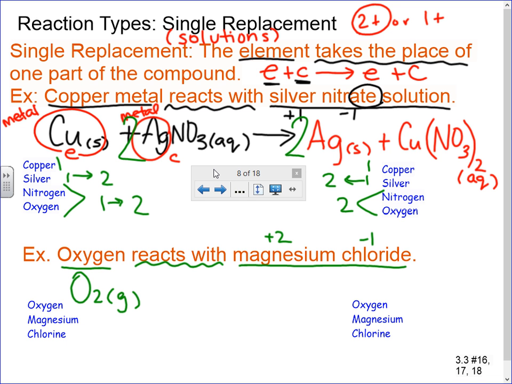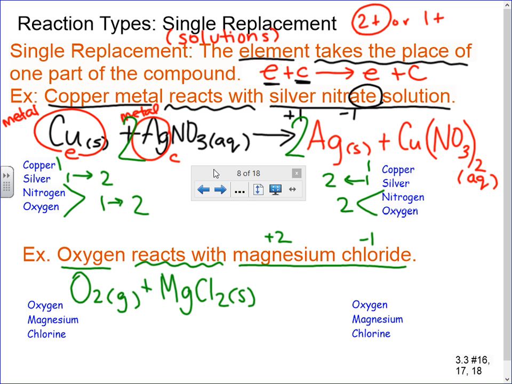magnesium has a charge of +2, chloride ions a charge of -1. So when I write out the formula, I would write MgCl2. Now here, I didn't say that there was a solution. When there's no solution possibility, the rule is that ionic compounds are solid. So we would write an S.